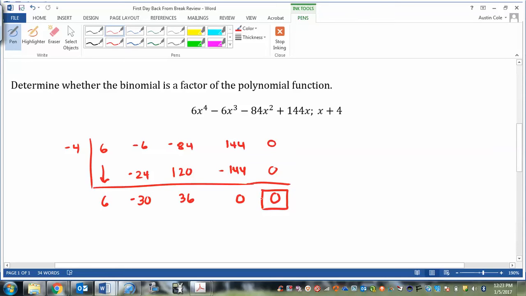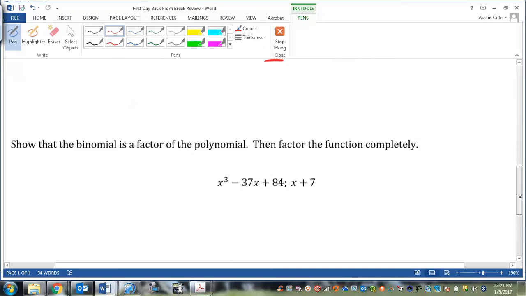Okay, so the question, determine whether x plus 4 is a factor. Is that a yes? Yeah, it is. So that's our answer. Essentially, if it says determine, it's either a yes or a no question. What's our evidence? Well, that's our evidence. That supports our answer.